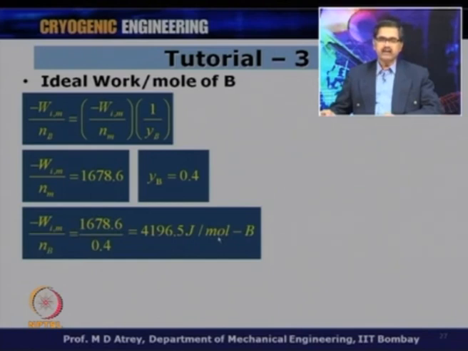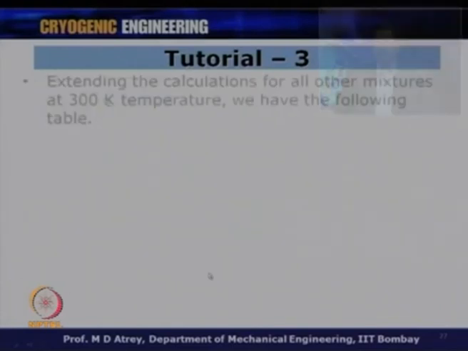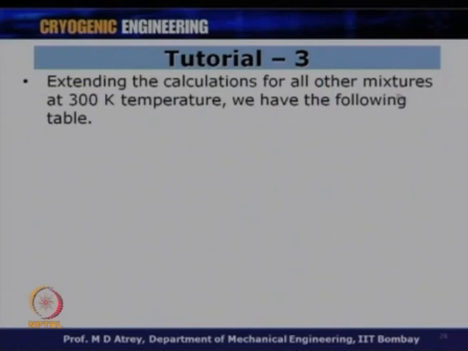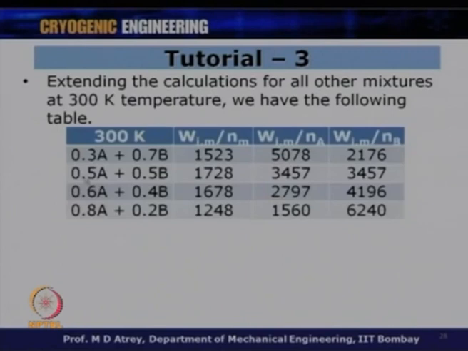So, we have calculated work of separation per mole of mixture, work of separation per mole of gas A and work of separation per mole of gas B for a mixture which had 60% A and 40% B on a molar fraction basis. Extending the calculation for all other mixtures at 300 Kelvin, we have got the following table. So, this calculation was shown in detail. Now, let us do it for all the mixtures case 1, case 2, case 3, case 4, and this is my table.